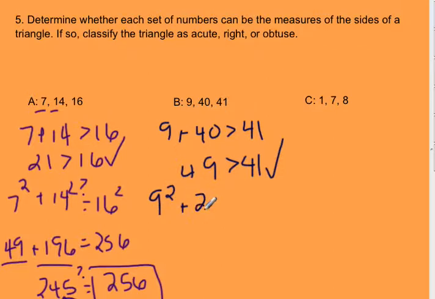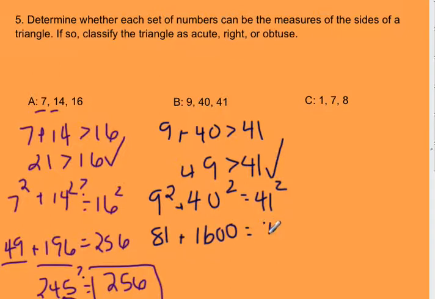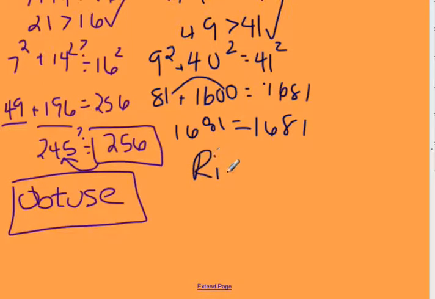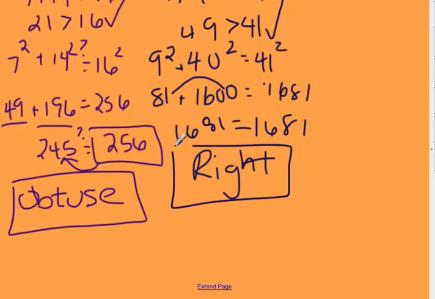So we're going to take our two smaller sides. Oops, I need 40 there. And square them. Then I'm going to set that equal to my biggest side squared, or my c squared. Well, 9 squared is 81, 40 squared is 1,600, and 41 squared is 1,681. When I add those together, I end up getting 1,681, which is equal to 1,681. Since they're equal, this is going to be a right triangle.